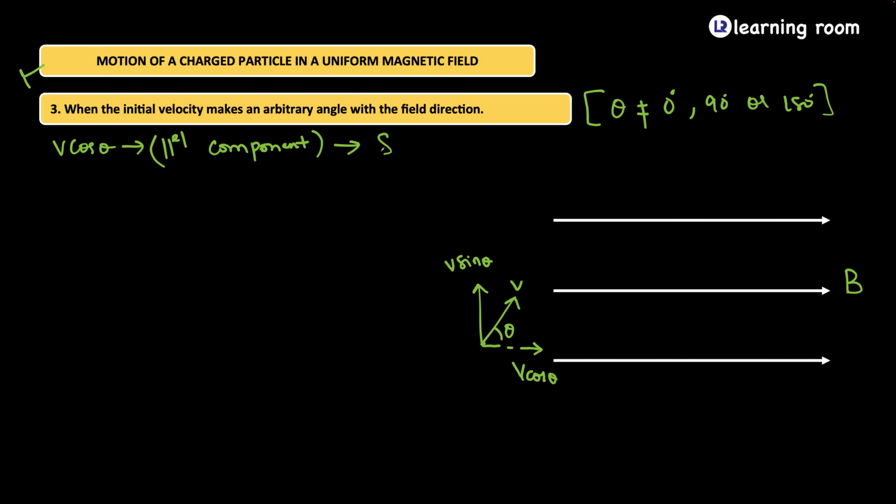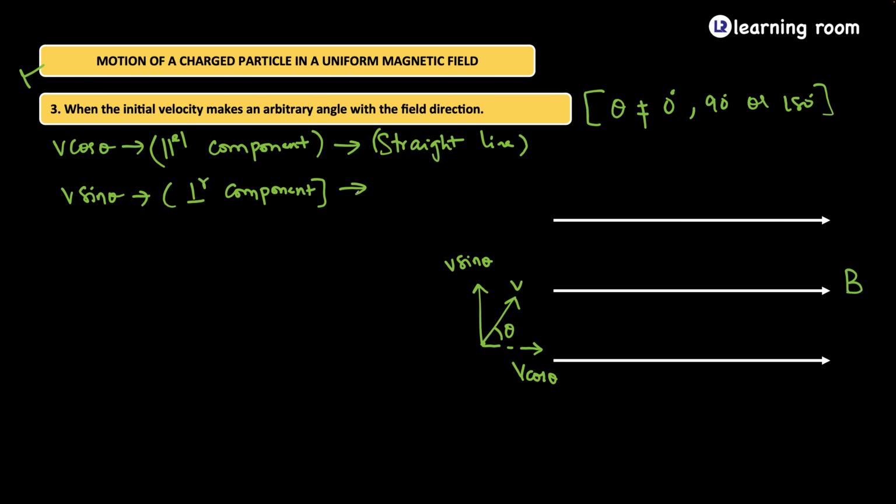Okay, so what will happen here? It is going to be a straight line. So v cos theta is going to put the particle into a straight line path. Then v sin theta is there. What about v sin theta? So v sin theta is going to be the perpendicular component, right? It is going to be the perpendicular component.